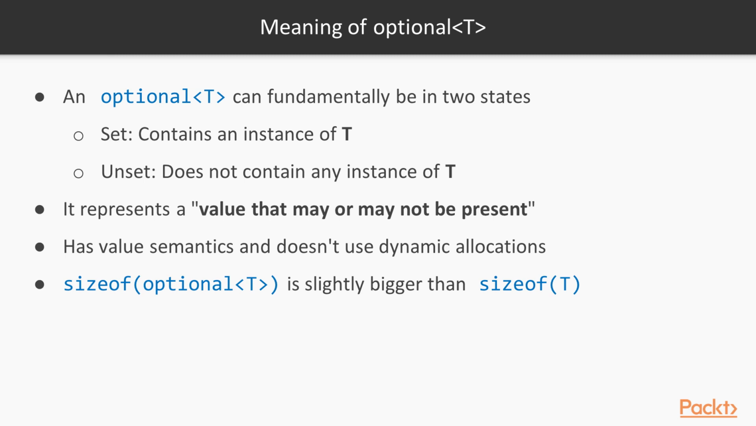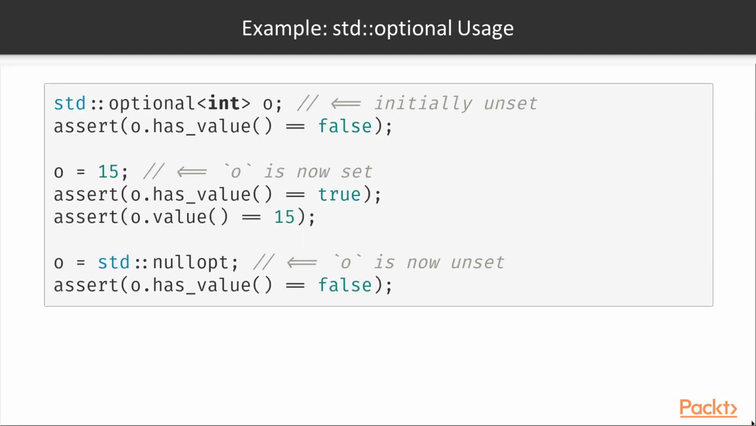If you think about it, the size of an optional of T is slightly bigger than the size of T. This means that the instance is stored inside the optional plus a flag to check whether or not the optional is currently empty. Here's an example of how you can use std::optional.